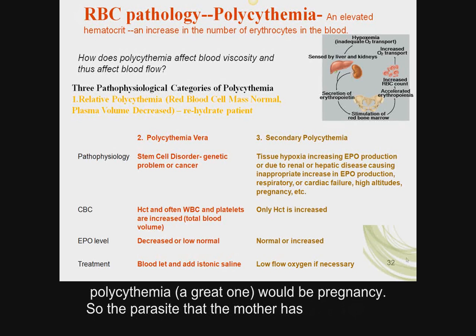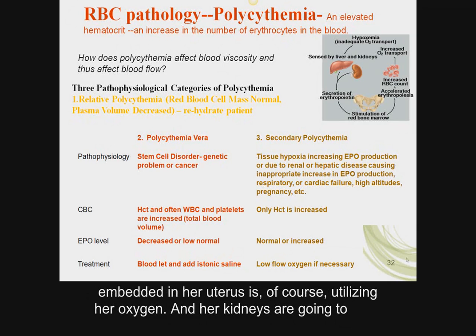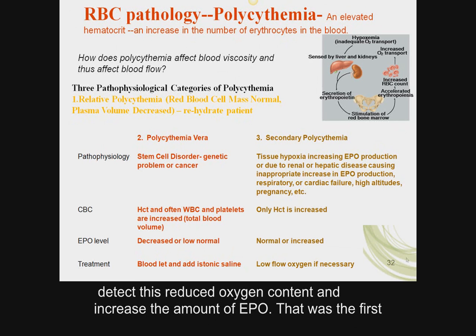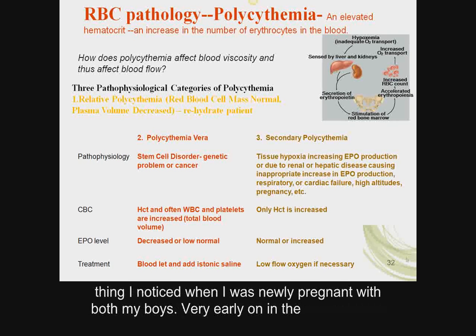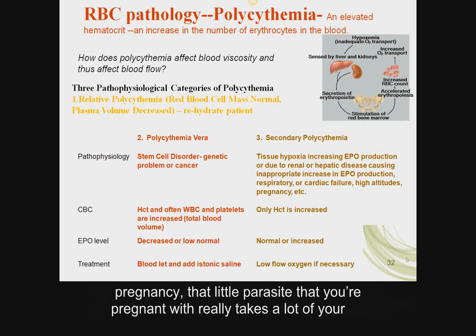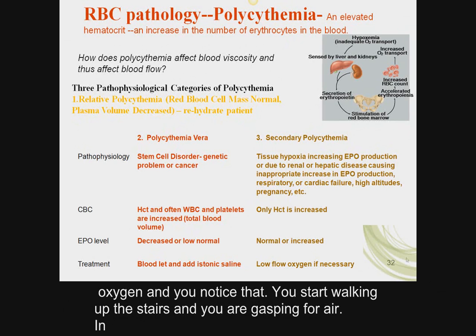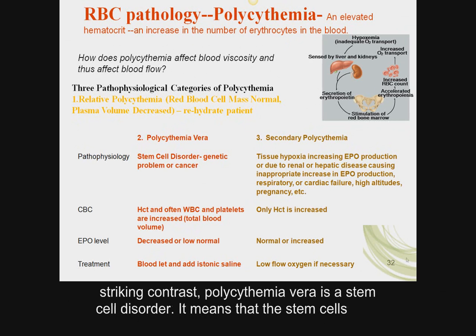Another example of secondary polycythemia, and a great one, would be pregnancy. The parasite that the mother has embedded in her uterus is, of course, taking her oxygen, and her kidneys are going to detect this reduced oxygen content and increase the amount of EPO. I have to tell you, that was one of the first things I noticed when I was newly pregnant with my boys. Early on in that pregnancy, that little parasite really takes your oxygen, and you notice that. You walk up a simple flight of stairs and you are gasping for air.